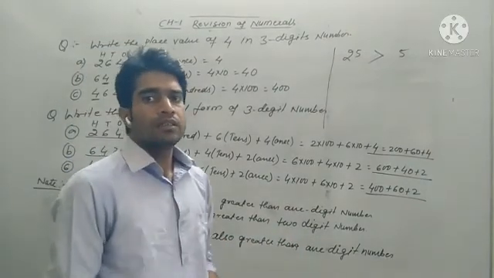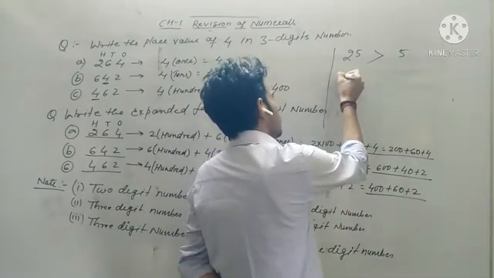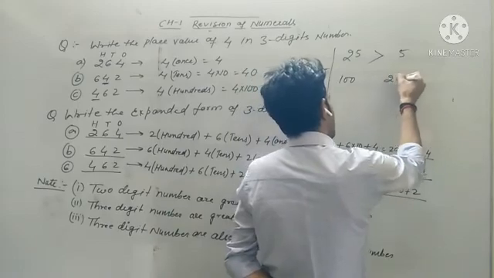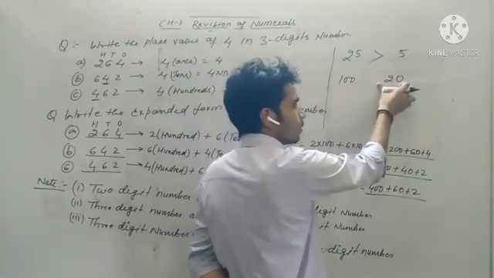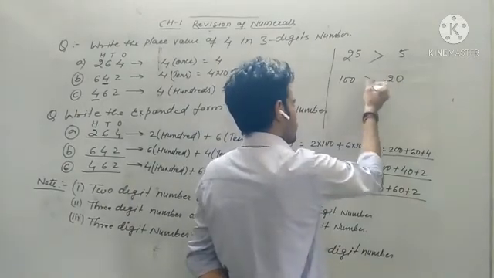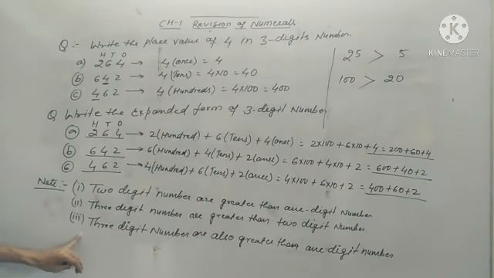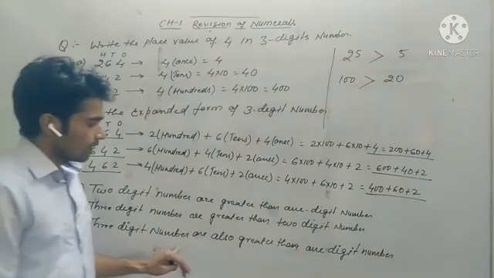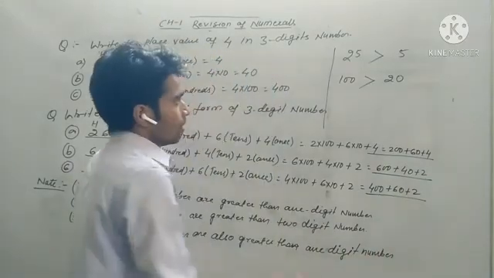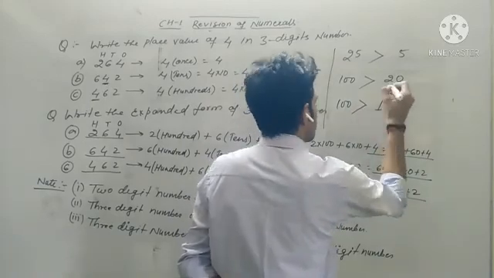And the next point is 3-digit numbers are greater than 2-digit numbers. Right here, the 3-digit number is 100 and the 2-digit number is 20. 100 is greater than 20. So a 3-digit number is greater than a 2-digit number. And now the last point: 3-digit numbers are also greater than 1-digit numbers.